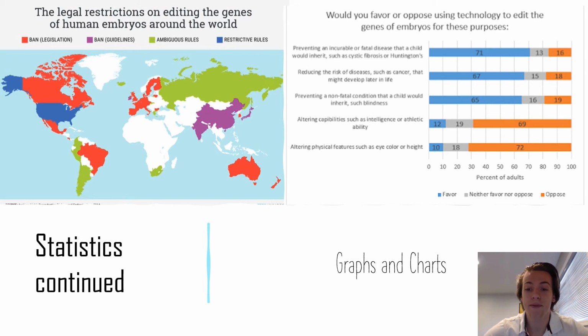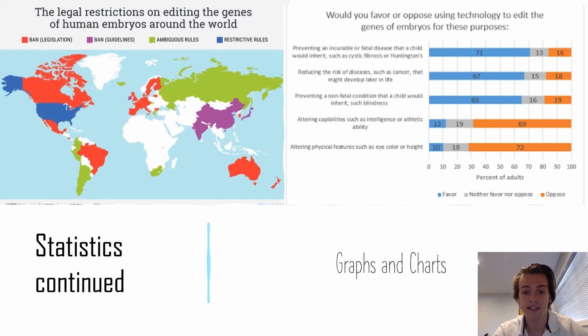If you look at the right picture, the chart, the graph, that's the results of a survey asking adults whether or not it's ethical to use genetic engineering technology in certain situations. So the first situation is preventing an incurable or fatal disease in a child, like cystic fibrosis or Huntington's, like it says right there. 71% of adults answered yes, it is right and ethical. Again, 67% said that if you can reduce the risk of diseases such as cancer, then yes, you should be able to use gene editing technology.